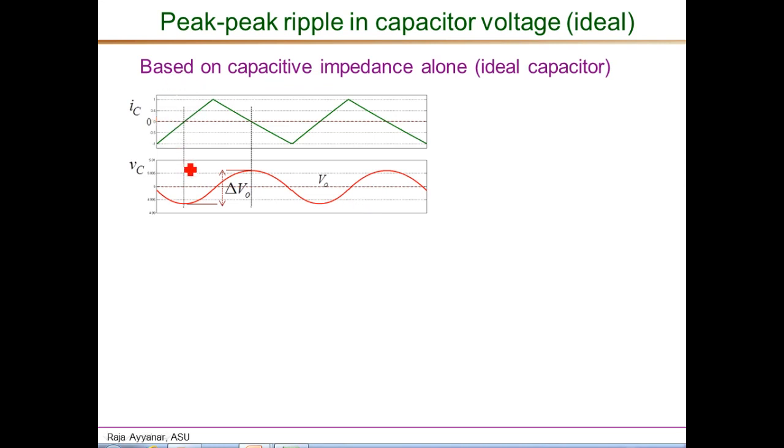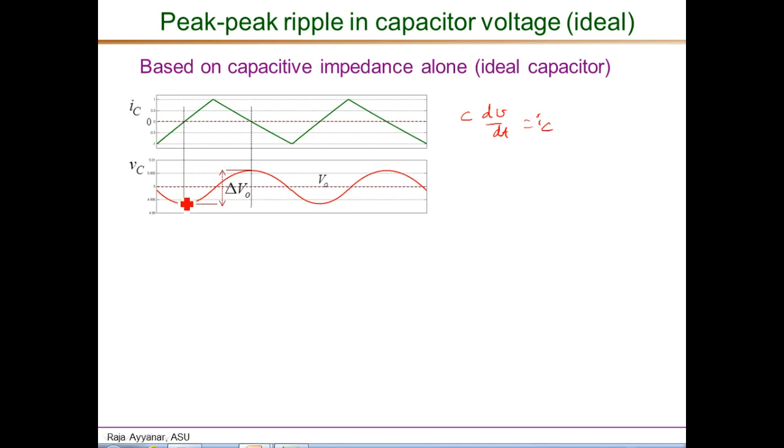So the waveforms shown here correspond to the capacitor current in the top plot and the capacitor voltage in the bottom plot. From the input-output relationship, C dV over dt is the capacitor current, so we know that the capacitor voltage is really the integral of the capacitor current, and the capacitor current itself is this triangular waveform. Essentially, the inductor current minus its own average value is the capacitor current.